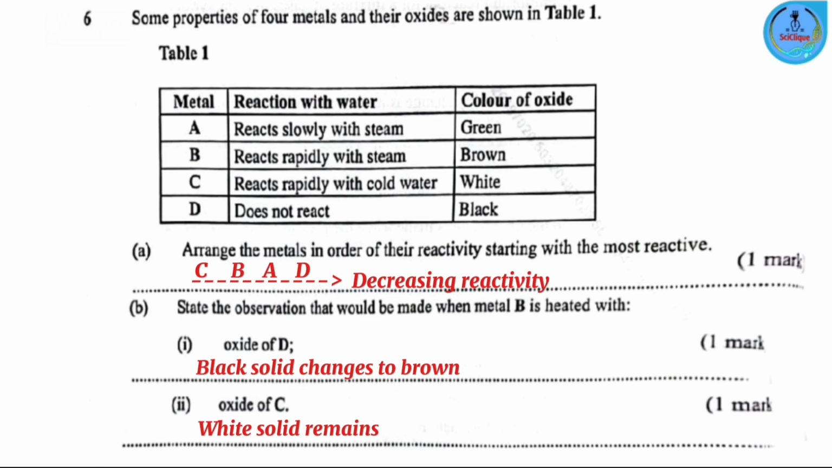So it cannot displace C. So what will happen is that the white solid remains. What is the white solid? This is the oxide of C. So it's going to remain the way it is. No reduction will take place.